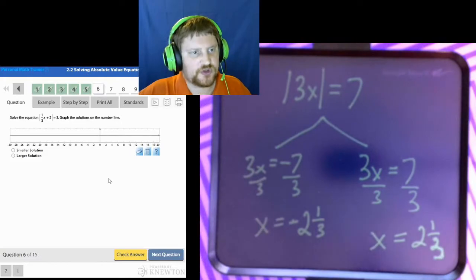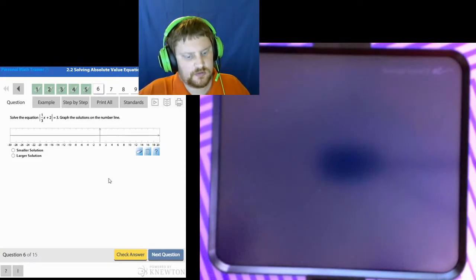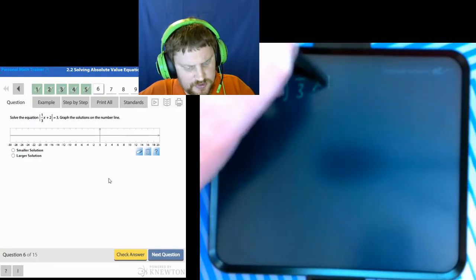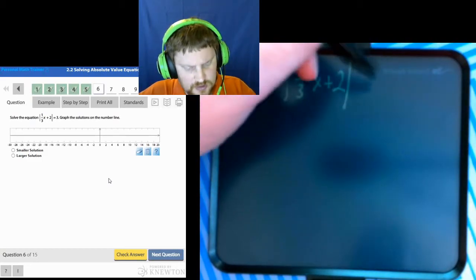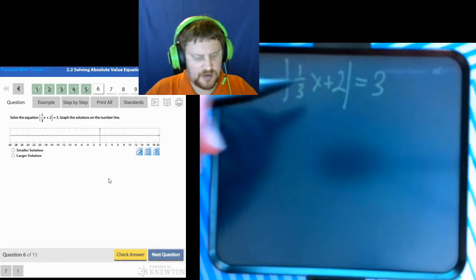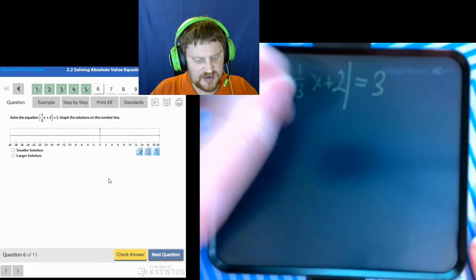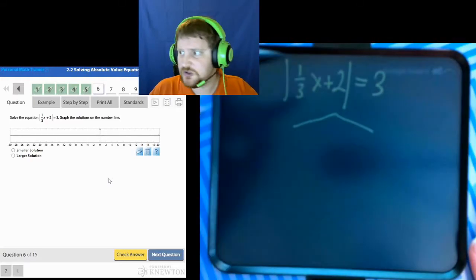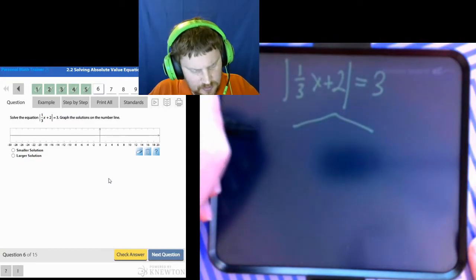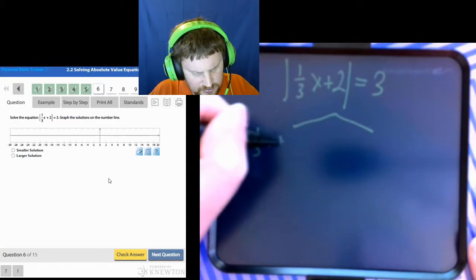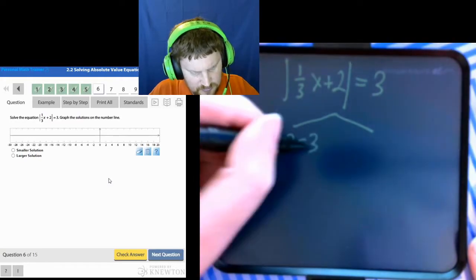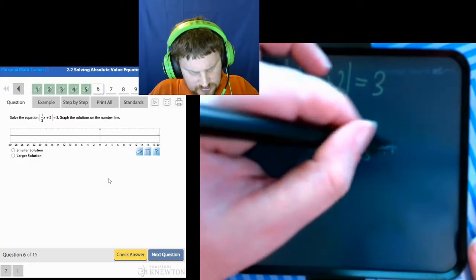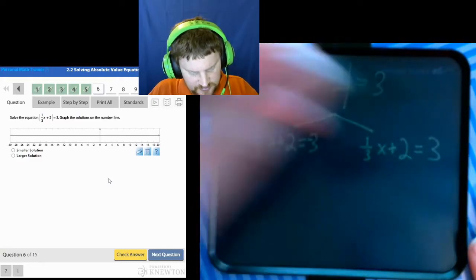Alright, once again, we're solving an equation. So absolute value of 1/3 x plus 2 equals 3. And again, our first step is to isolate the absolute value, which has already been done for us. So step 2, divide into 2 halves. We have 1/3 x plus 2 equals negative 3, and 1/3 x plus 2 equals positive 3.